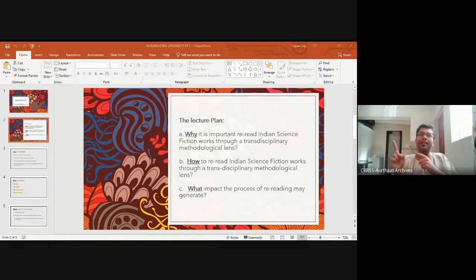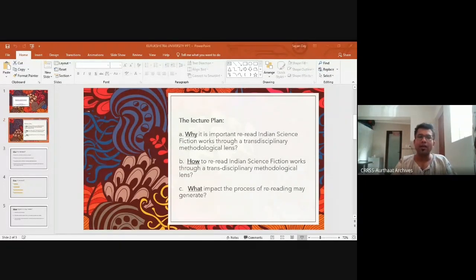So to reread, the invitation to reread is also an invitation to think about what some of those creative methods are, apart from writing essays and chapters and papers and books, that we can individually and collectively use to interpret science fiction works, or specifically Indian science fiction works.